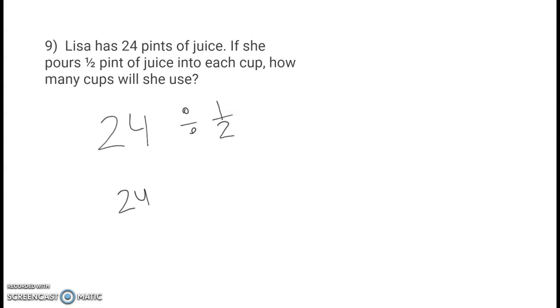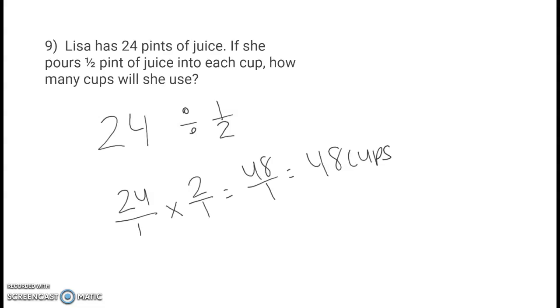I'm going to make my dividend a fraction by putting a denominator of 1. I'm going to go ahead and change the division to multiplication, and then I'm going to flip over the second fraction. So now I have 24 times 2, which is 48 over 1. I have 48 cups is how many she's going to use.